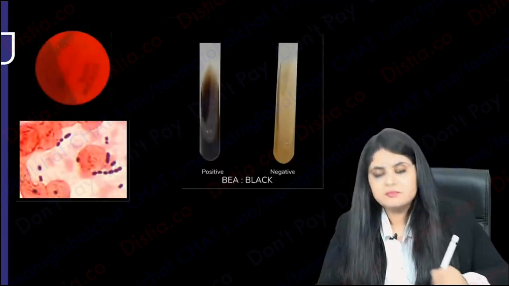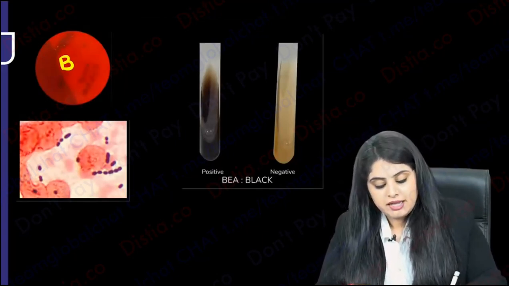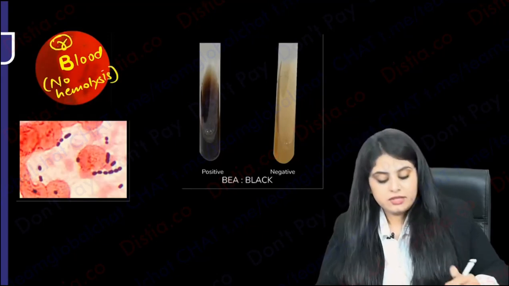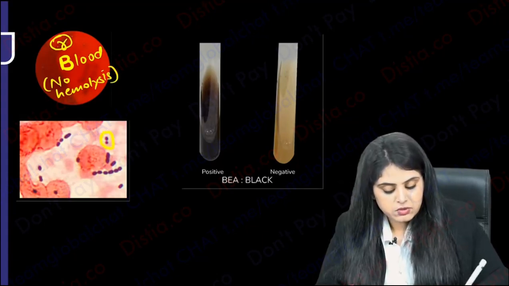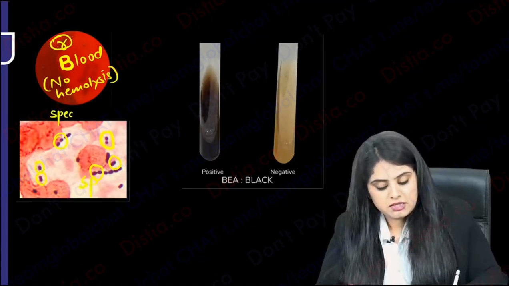Firstly, blood agar. Has blood agar broken? No, blood agar is totally the same. So I say that on blood agar, there is no hemolysis. It has not been broken. That is why I call it gamma hemolysis. Look at the shape. I told you it would be spectacle shaped. There are groups of two that I'm seeing. Spectacle shaped is what you're noticing. Absolutely correct. So spectacle shaped gram positive cocci.